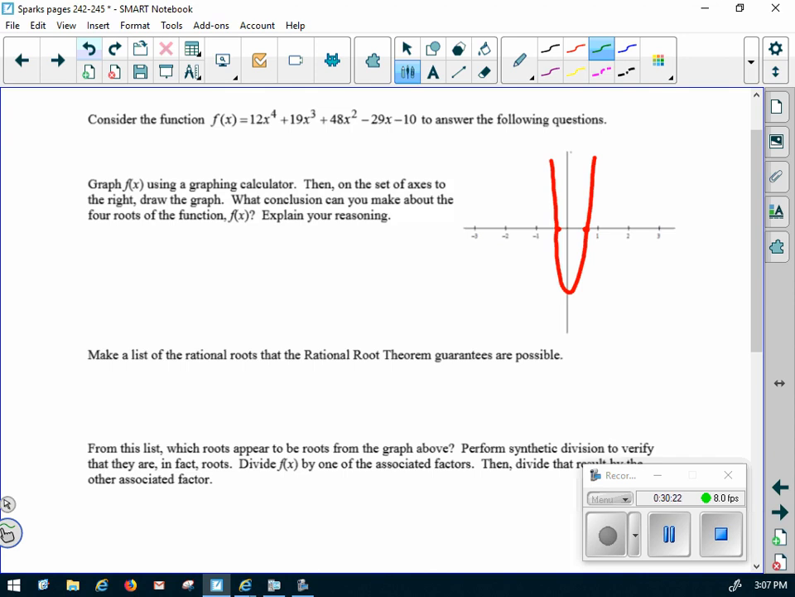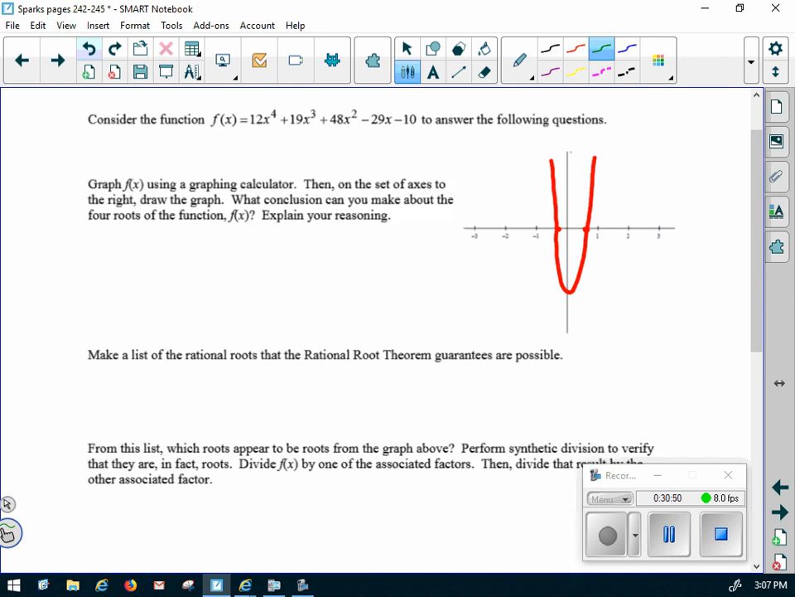Now, on the set of axes to the right, draw the graph. Done. What conclusion can you make about the four roots? Why are two imaginary? Because it's a degree 4, so we expect 4 roots. We see 2. One is positive, the other is negative, and we know we have to have 2 more, so they must be imaginary.